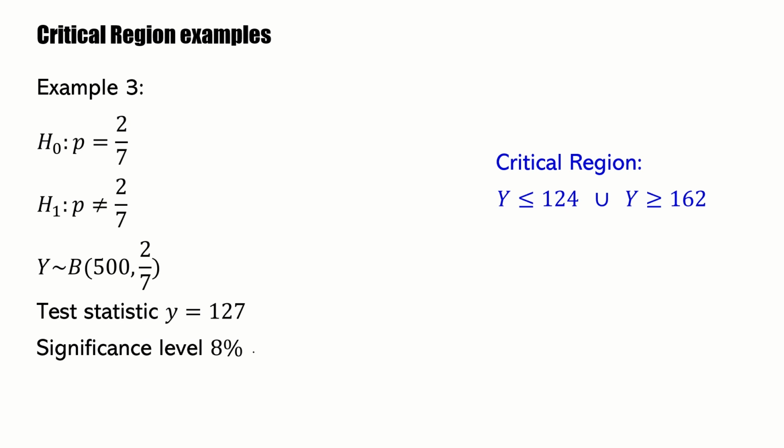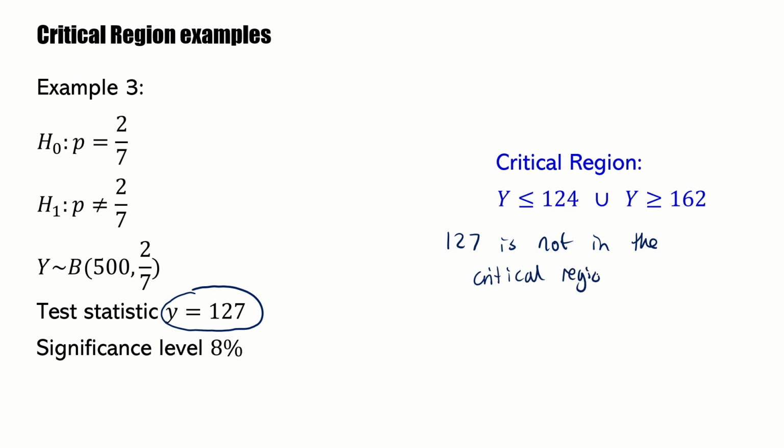So in this case, we've got y is equal to 127 as our test statistic. As 127 is not less than or equal to 124 and not greater or equal to 162, therefore 127 is not in the critical region. And therefore, as a result, we do not reject H0 in this example.